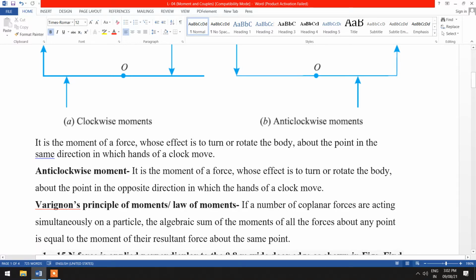Now further, the moment of a force which tends to turn or rotate the body about the point in the same direction in which the hands of a clock move is known as the clockwise moment. And similarly, what about the anti-clockwise moment? It is the moment of a force which tends to turn or rotate the body about the point in the opposite direction to the hands of the clock. So whenever the rotation is in the clockwise direction, it is a positive moment, a clockwise moment, and the anti-clockwise moment is represented with a negative sign.